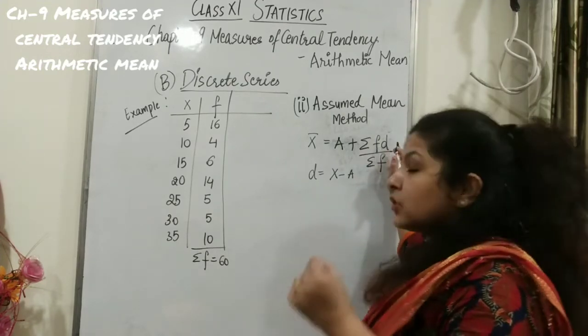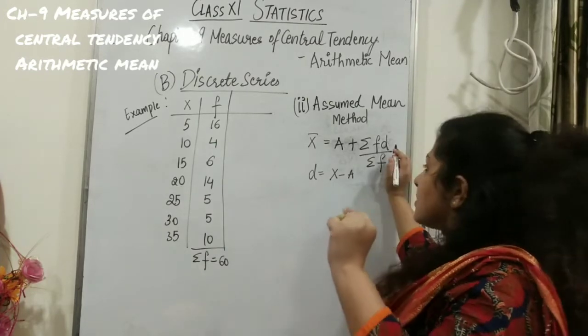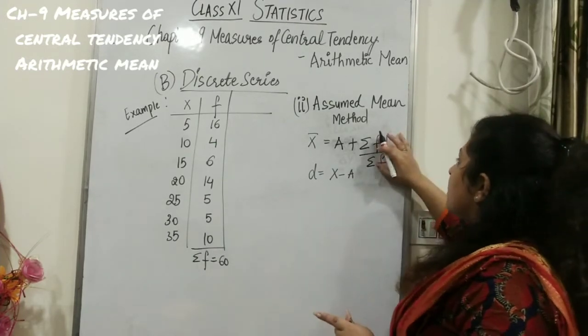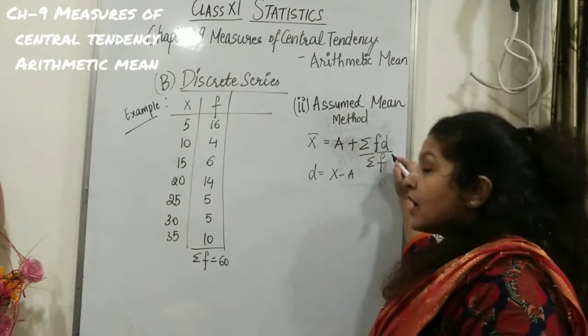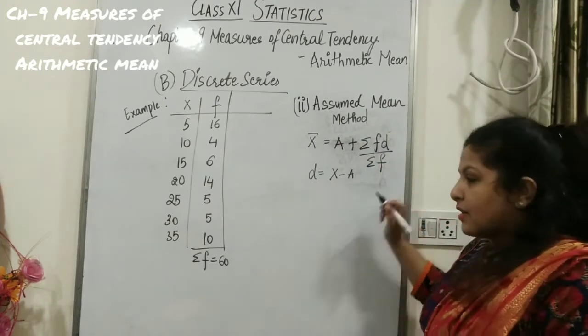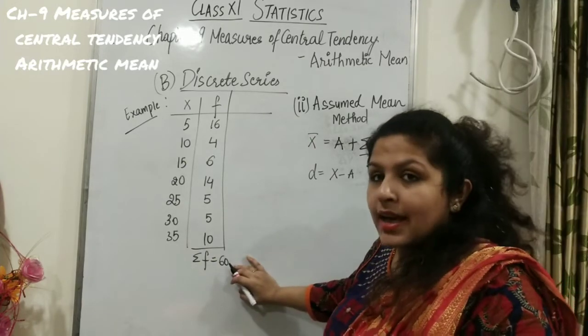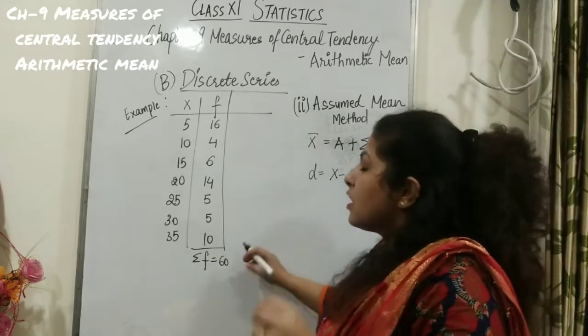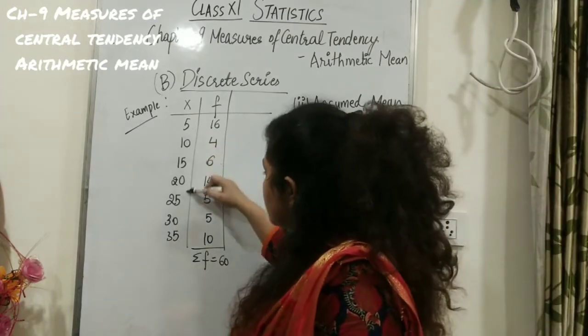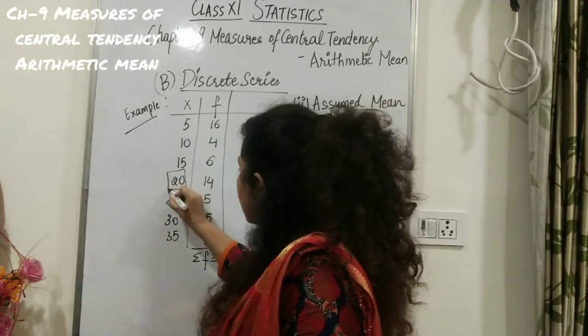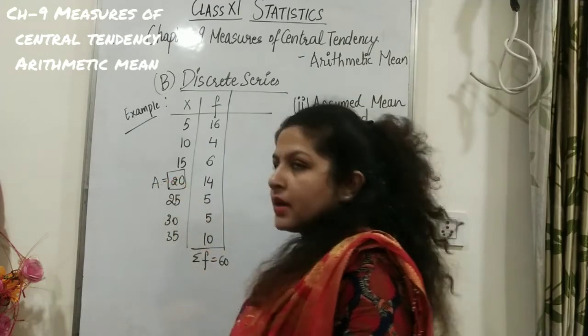by f. So what is the difference between individual and discrete series? In individual series, when I wrote this formula, we were having only summation d, but here we are having summation fd. And divided by n was there, but here we are having summation of frequency as the total number of observations. So the very first step is to search for a. Which one do you want to choose as a? I want to choose 20 as my assumed mean here.